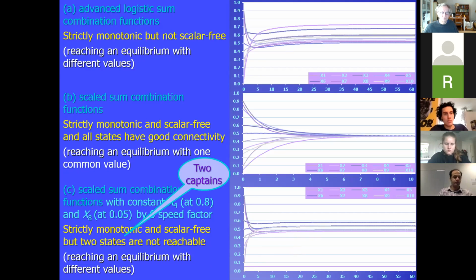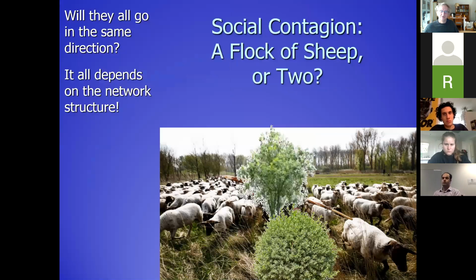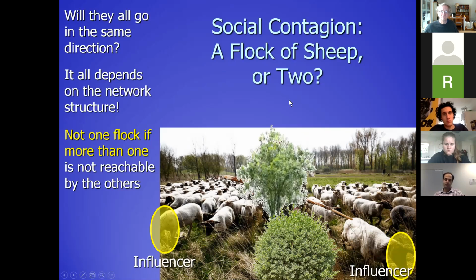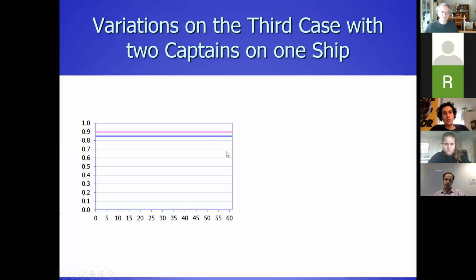So this is the two captains situation, and the two captains situation is not covered by this theorem that I've shown. So this case is that one or two flocks, not one flock. If there are two captains here, they will lead in different directions, and all sheep will be divided between them. If there is only one influencer, then it would be one flock. But of course, in this case, we had just two.